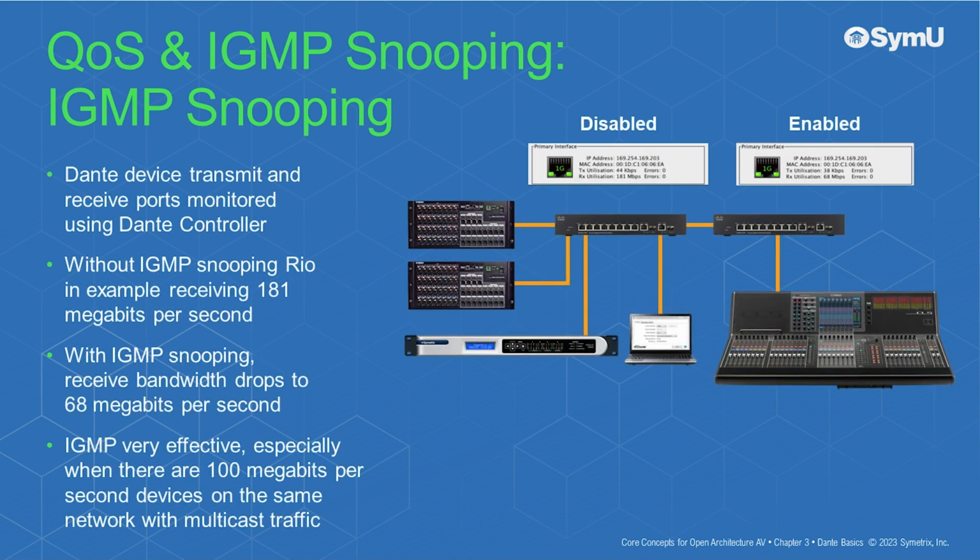The transmit and receive ports of each Dante device are monitored using Dante Controller. Without using IGMP snooping, the RIO in this example is receiving 181 megabits per second. With IGMP snooping enabled, the receive bandwidth drops to 68 megabits per second. IGMP is very effective, especially when there are 100 megabits per second devices on the same network with multicast traffic.